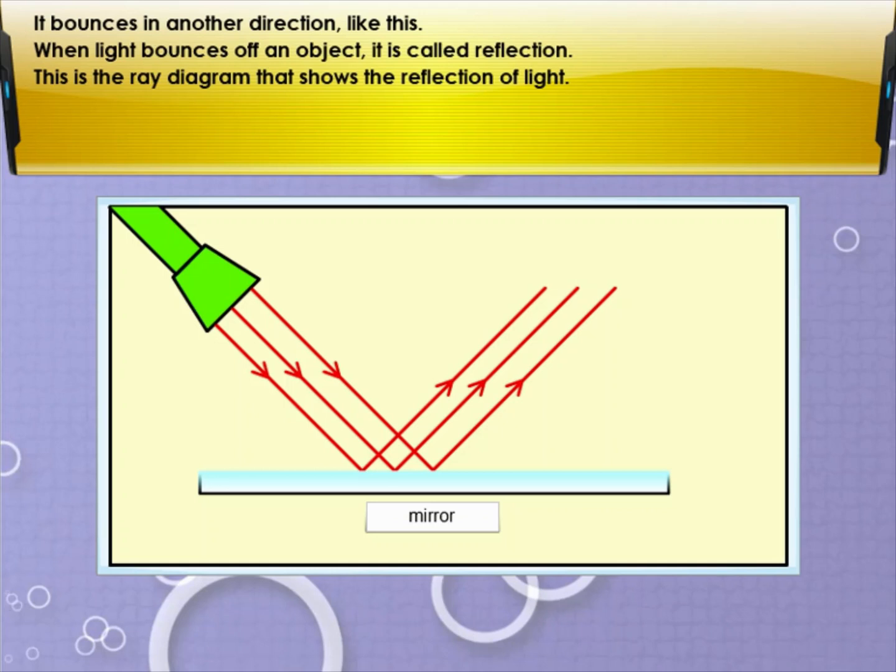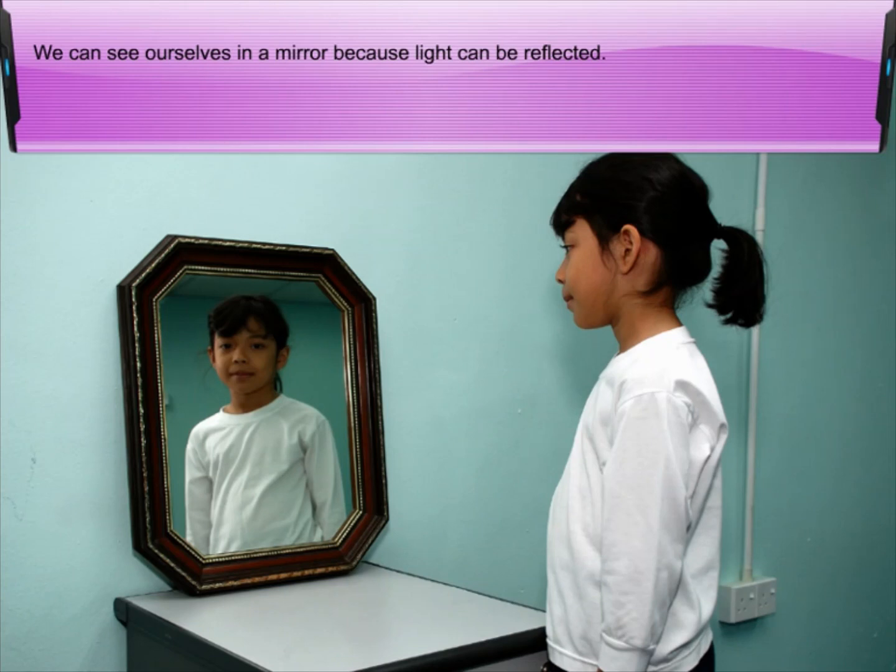When light bounces off an object, it is called reflection. This is the ray diagram that shows the reflection of light. We can see ourselves in a mirror because light can be reflected. How do you think this happens? Discuss this with your friends. Then click Check Answer.